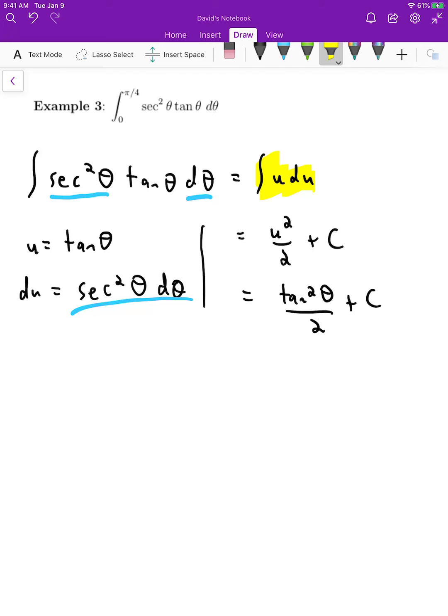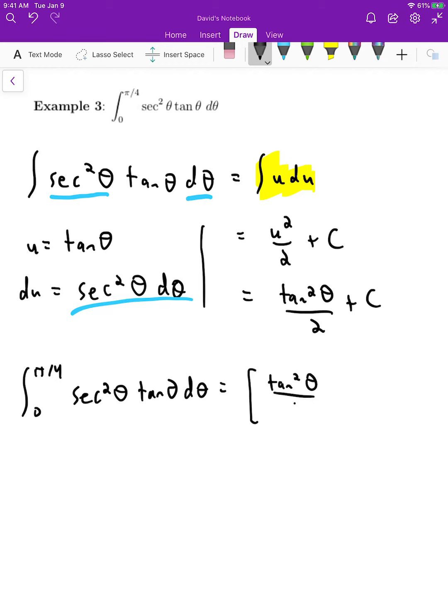That's all right. So now I have to come back and put the bounds in. So I have the integral from 0 to pi over 4 of secant squared theta tangent theta, and that is tangent squared theta over 2. I can drop the plus c now because now I'm in definite integral land, 0 to pi over 4.